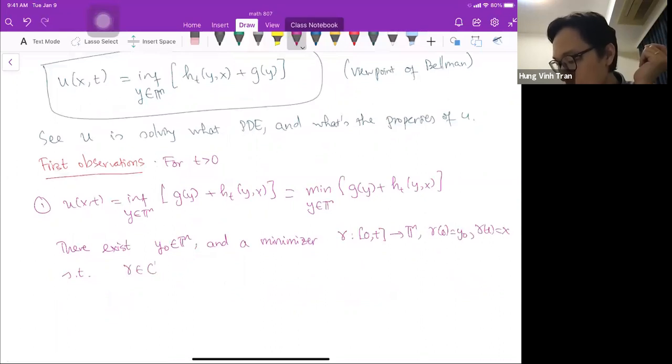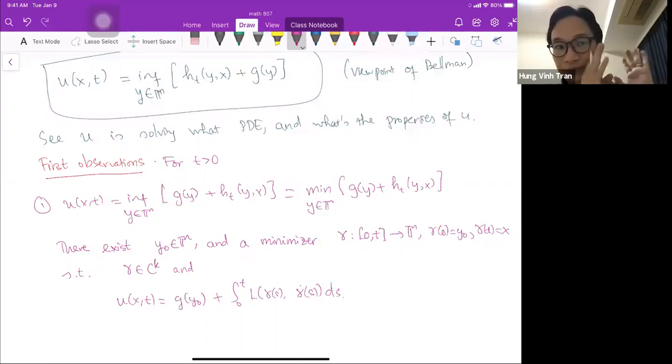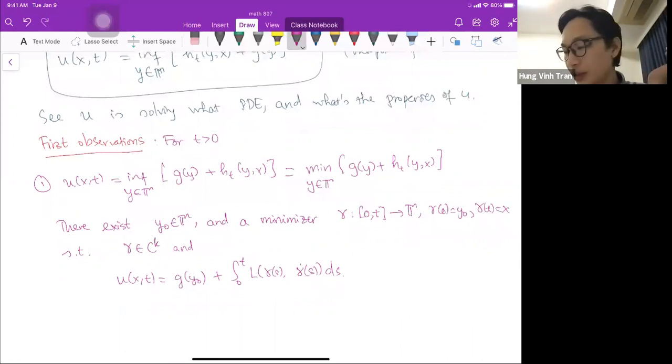gamma is in C^k, gamma satisfies the Euler-Lagrange equation, and you can write u(x,t) equals g(y naught) plus the integral from 0 to t of L(gamma(s), gamma dot(s)) ds. It's really beautiful, right? It's remarkable that not just the minimum exists, but we also have a minimizing path. So it's being realized. In other words, your optimal control problem does have a solution. Okay, that's the first thing. Any question on this part?